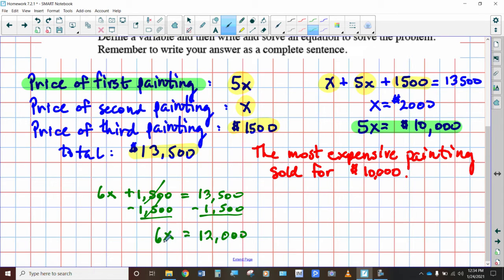So what do you multiply times 6 to give you 12,000? Well, 12,000 divided by 6 is 2,000. And that's the work that you would show to get this for X.